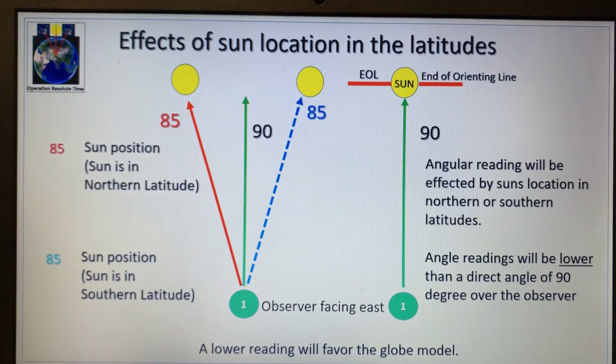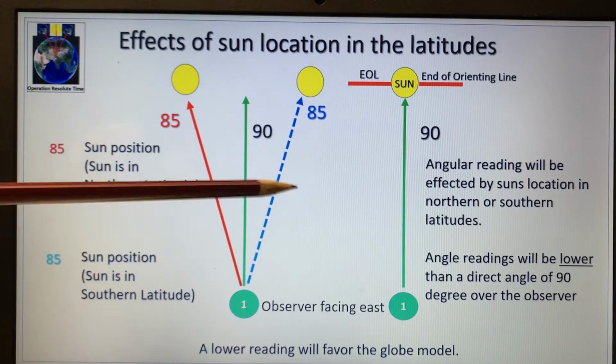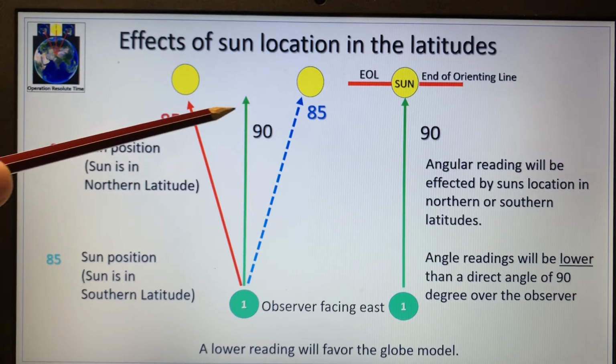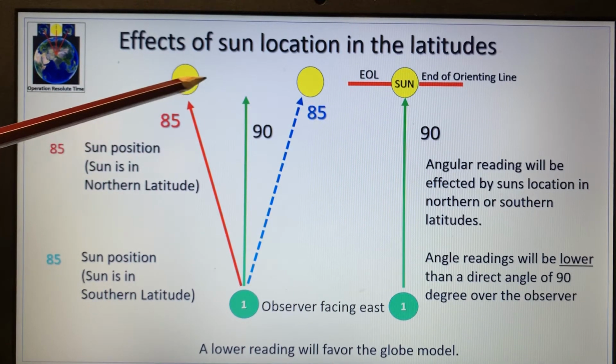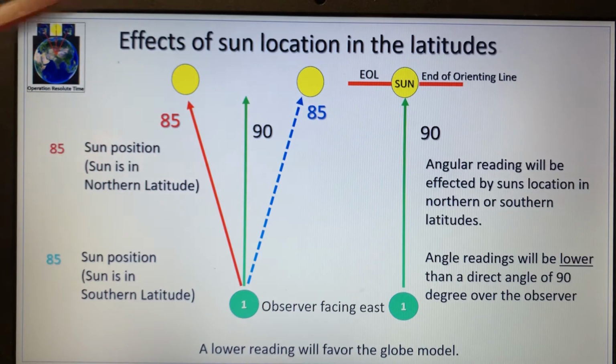The same thing would happen if you were in the southern latitudes, and the sun was to your north. Same effect. Just for this example, I've used from the 90 degree or mid-noon, that sun could be 85 degrees, or 5 degrees difference off of a perfect 90-degree angle. So that would affect your reading. You wouldn't get a real true reading, just keep that in mind. And some people will mistake this as a curve, and it's not.